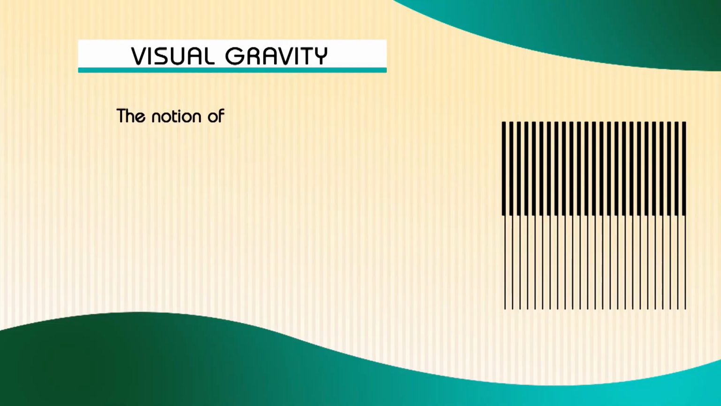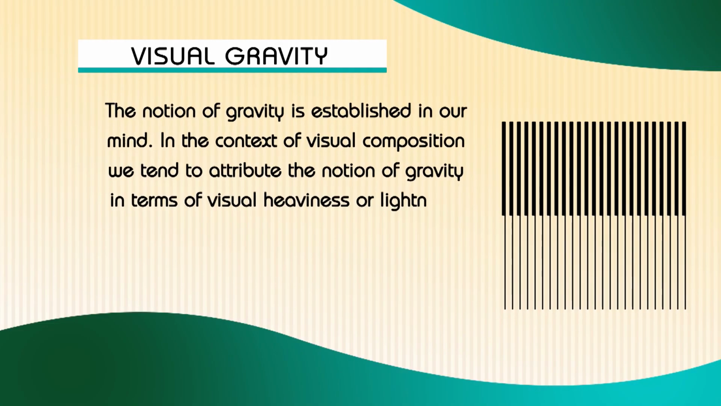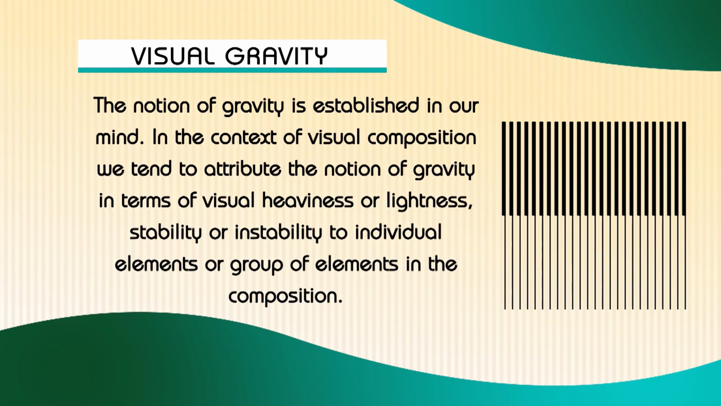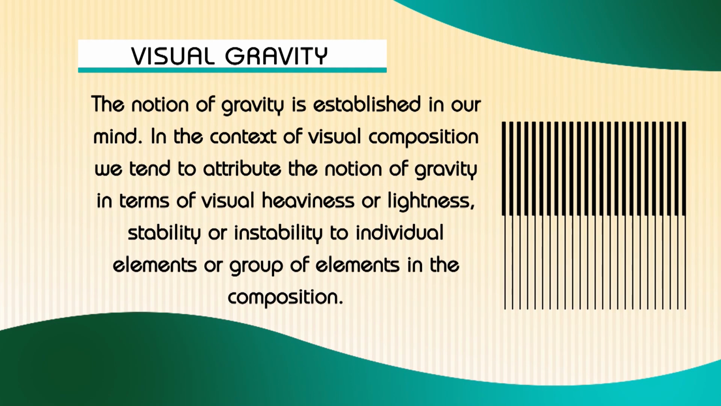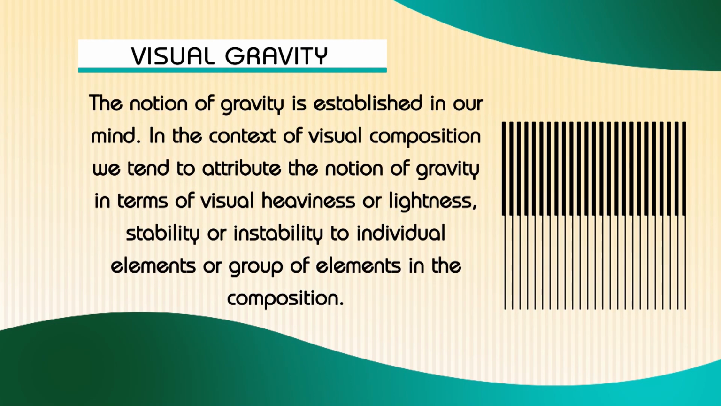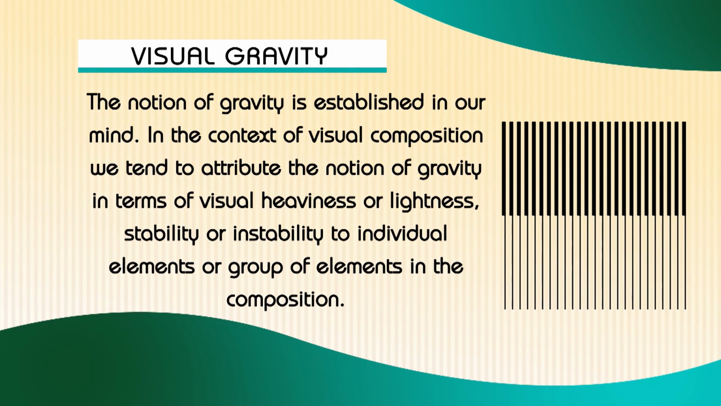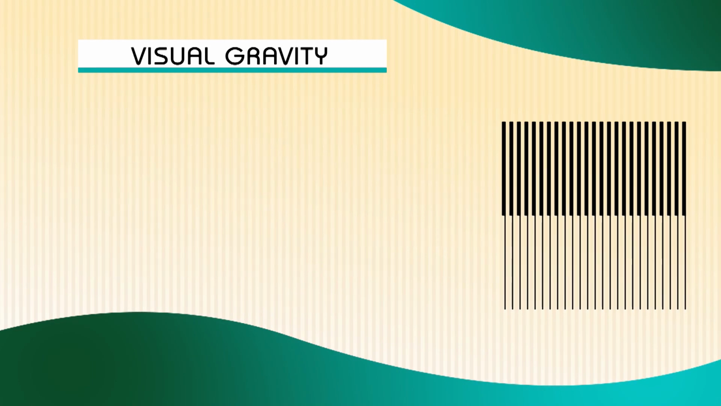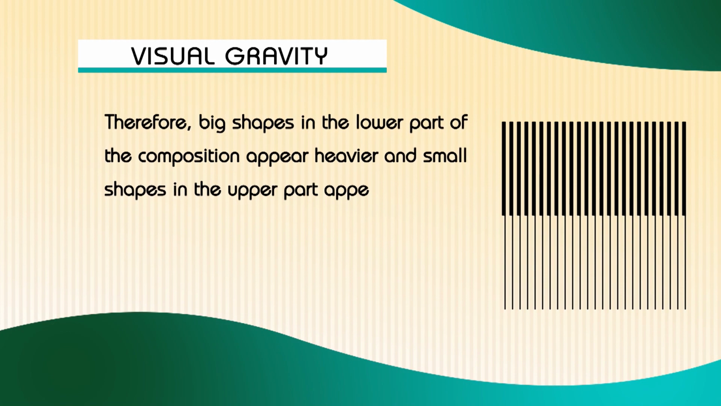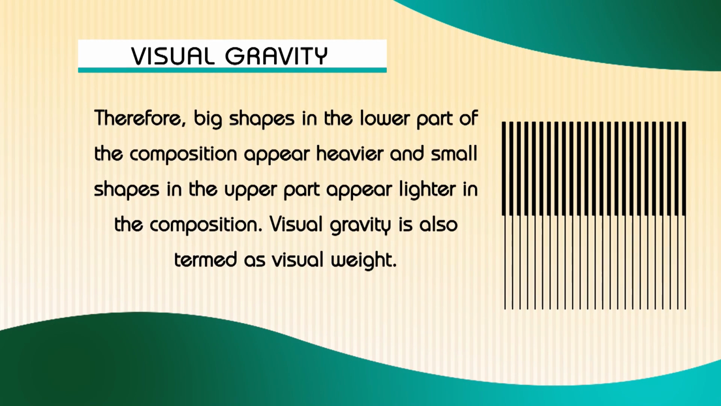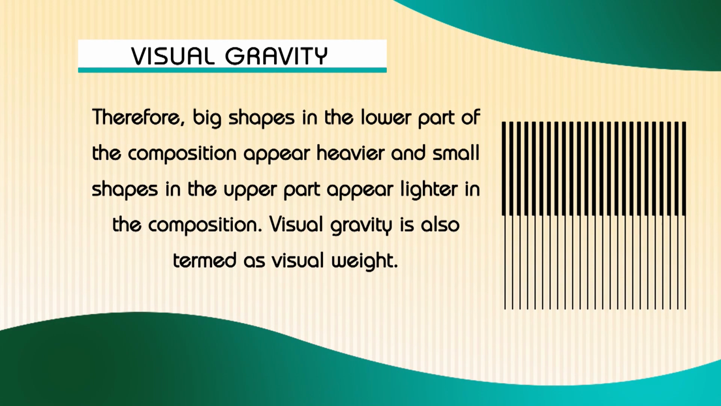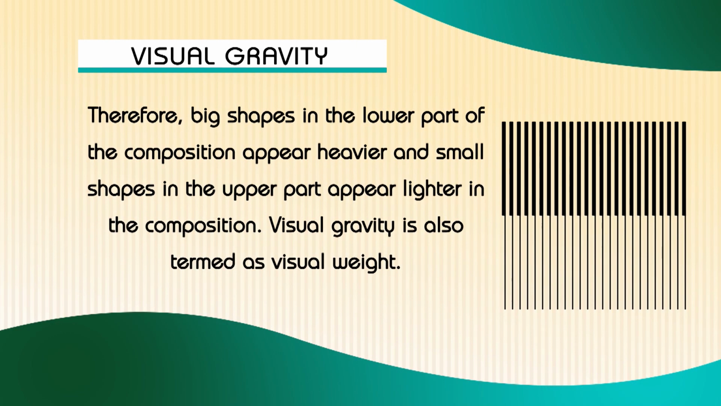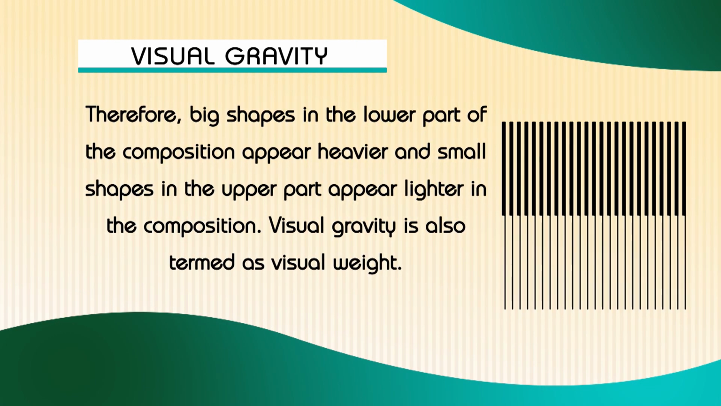Students, all of us experience Earth's gravity and associate heaviness or lightness with it. Thus, the notion of gravity is established in our mind. In the context of visual composition, we tend to attribute the notion of gravity in terms of visual heaviness or lightness, stability or instability to individual elements or group of elements in the composition. Therefore, big shapes in the lower part of the composition appear heavier and small shapes in the upper part appear lighter. Visual gravity is also termed as visual weight.